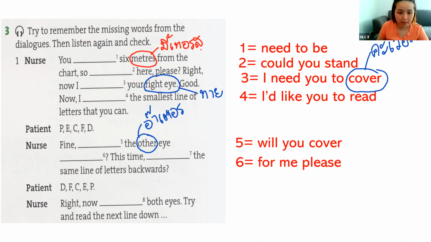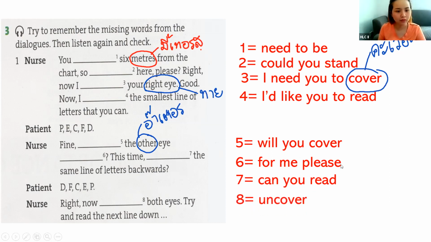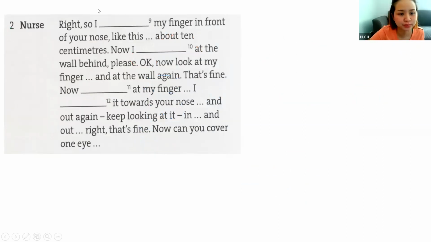Okay, this time, number 7. Can you read the same line? Okay. Number 8. Right now, uncover both eyes. Uncover both eyes. When you may cover, you say uncover. So this one, the nurse is testing visual acuity.